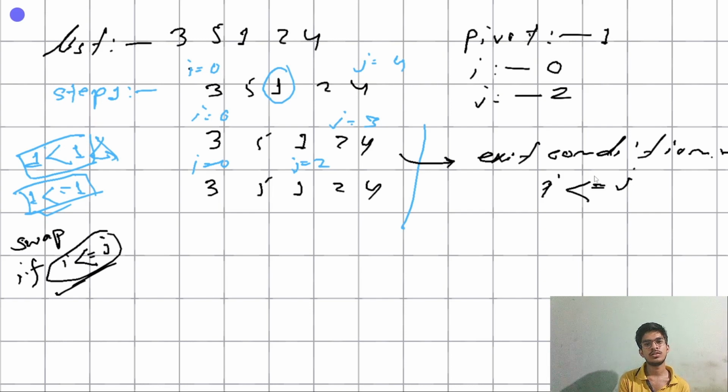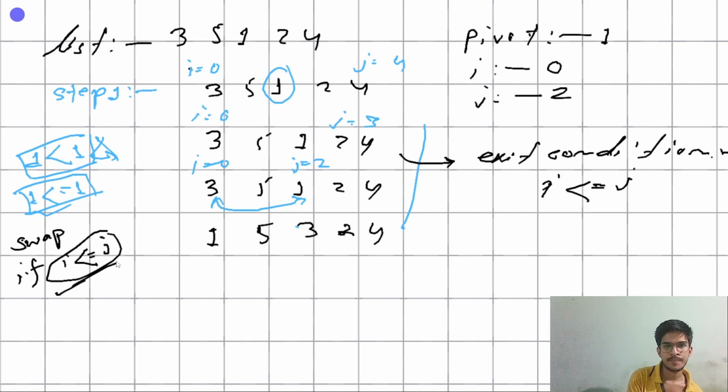So that is the case. Now what to do? It will swap it. It will swap these two elements, and it will do 1, 5, 3, 2, and 4. Now the pivot is at the correct position.